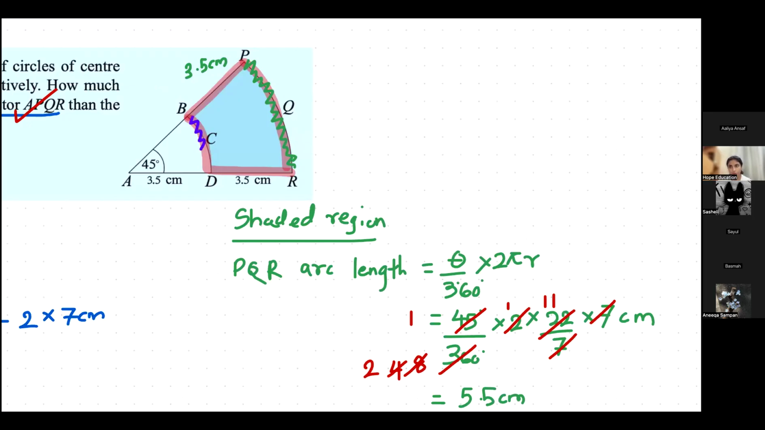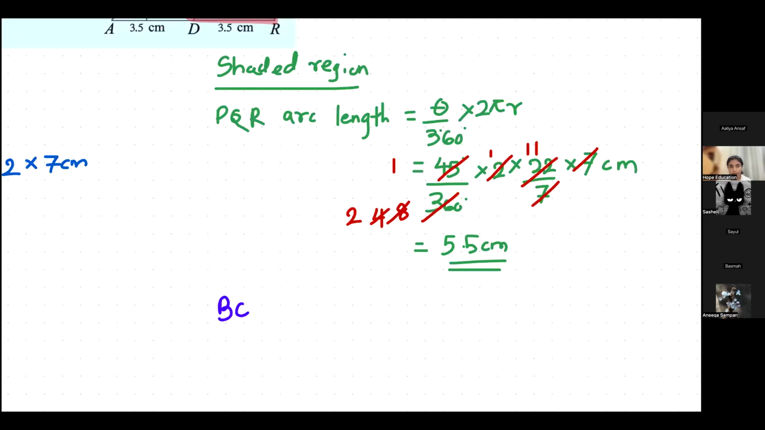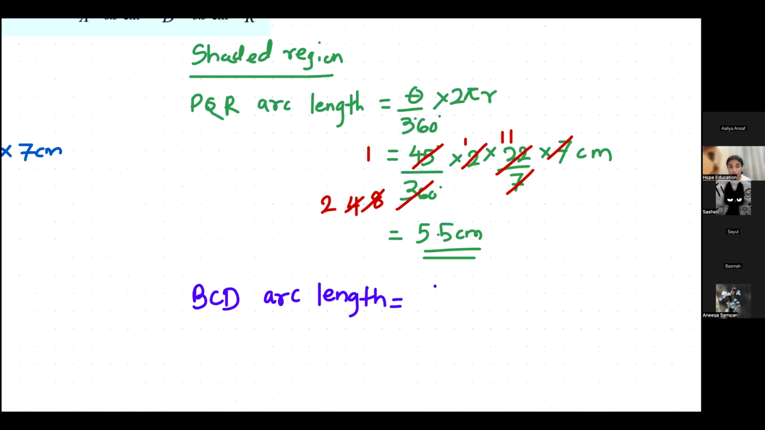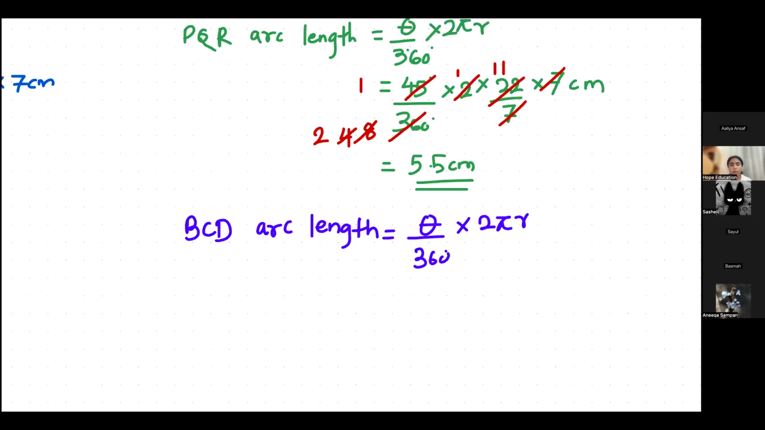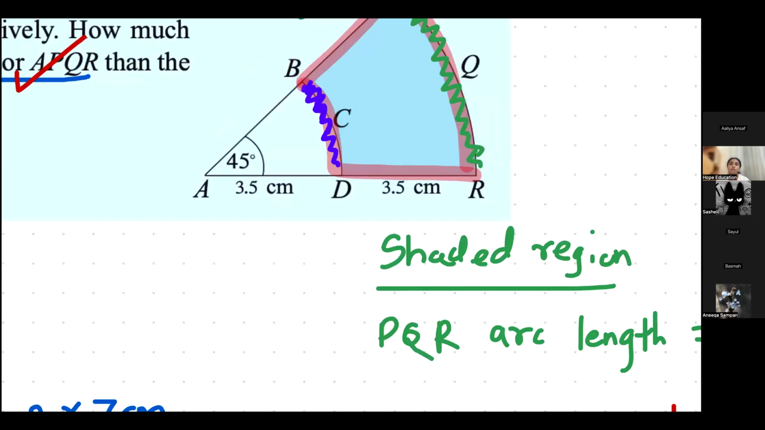Now we have to find this arc length, the arc BCD. Again, the arc length formula is theta over 360 multiplied by 2 pi r. If you take this arc BCD that I marked in purple, what is theta that belongs to that arc length? 45 degrees. What is the radius? 3.5 centimeters. Okay, what do others think?